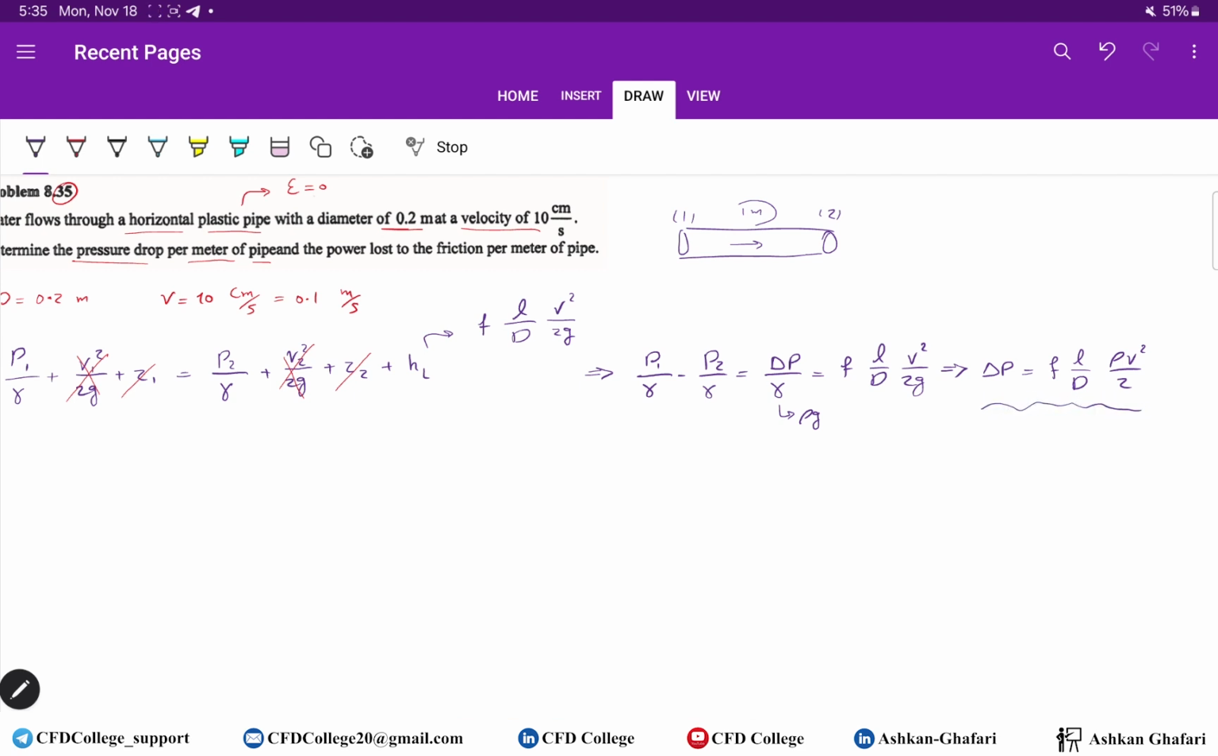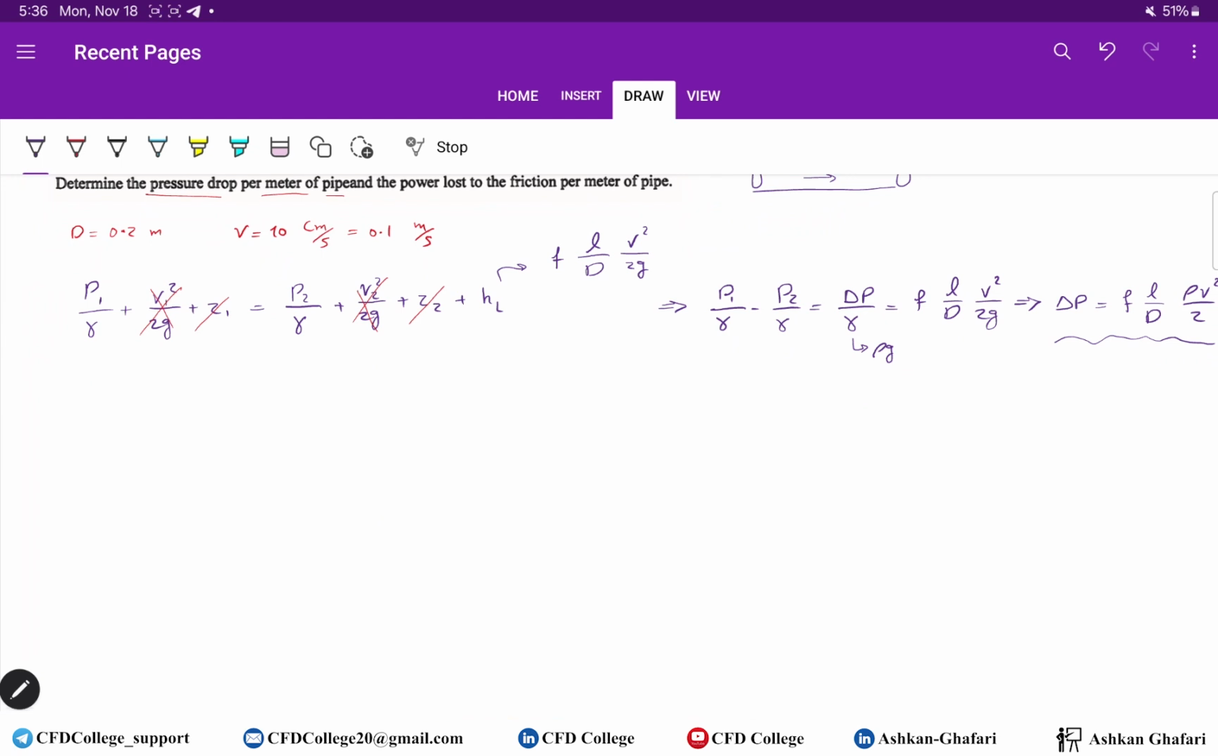And as you know, we need f. So first we need to find the Reynolds number. From table 1.6, you can see that the density of water is 999 kilograms per cubic meter. Viscosity is 1.12 times 10 to the minus 3 Newton second per meter squared. So the Reynolds number can be found as rho V D over mu.